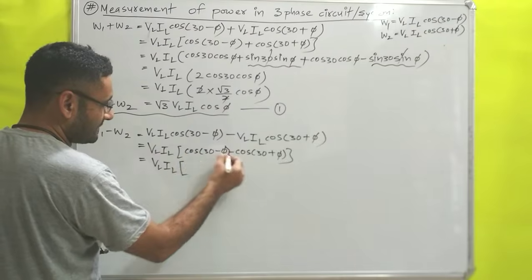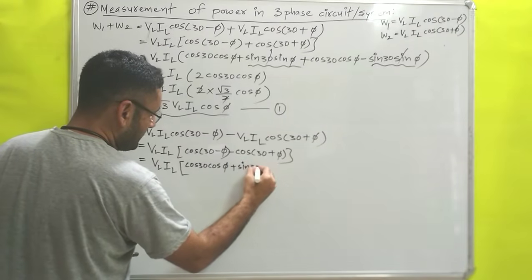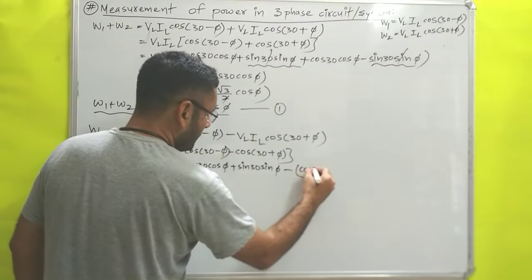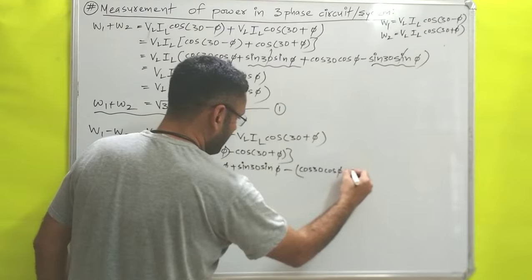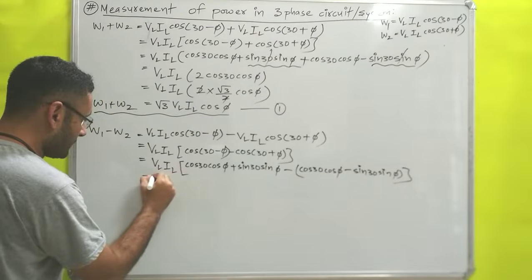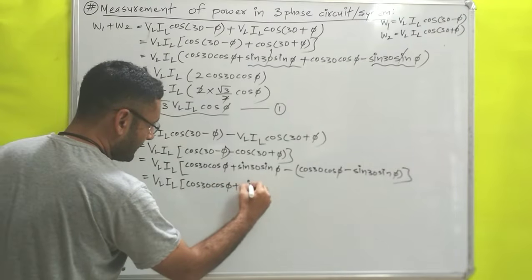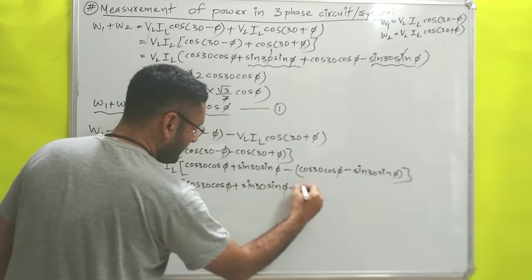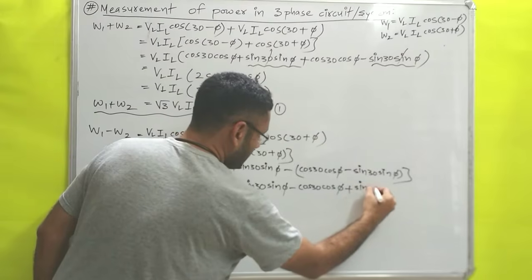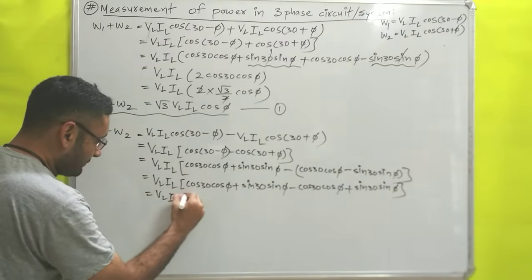Then VL IL, into the bracket, what can we write? That is the equation of cos(A - B), so cos A cos B plus sin A sin B. Minus, the remaining is cos(A + B), so cos A cos B minus sin A sin B. Then VL IL, cos 30 cos 5 plus sin 30 sin 5 minus cos 30 cos 5 plus sin 30 sin 5.